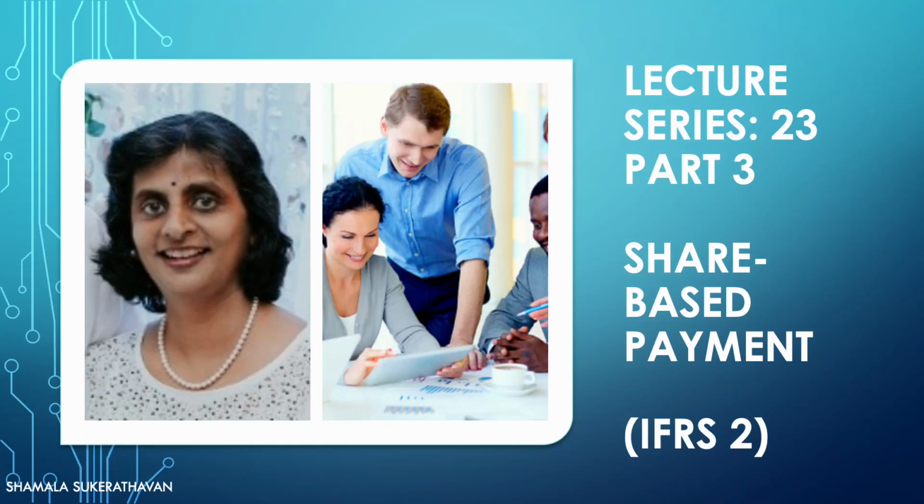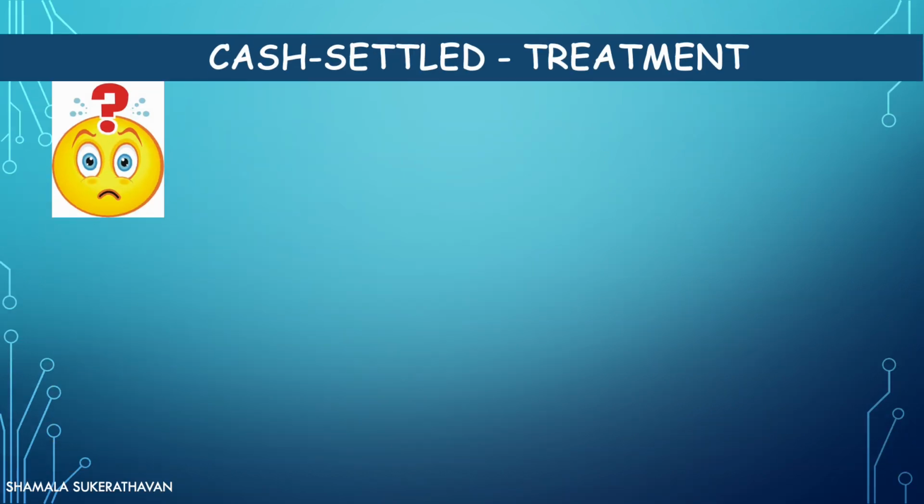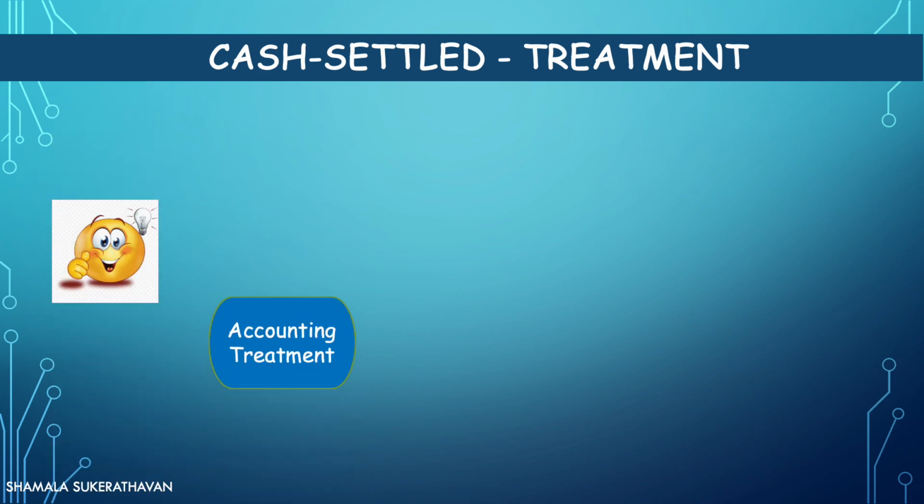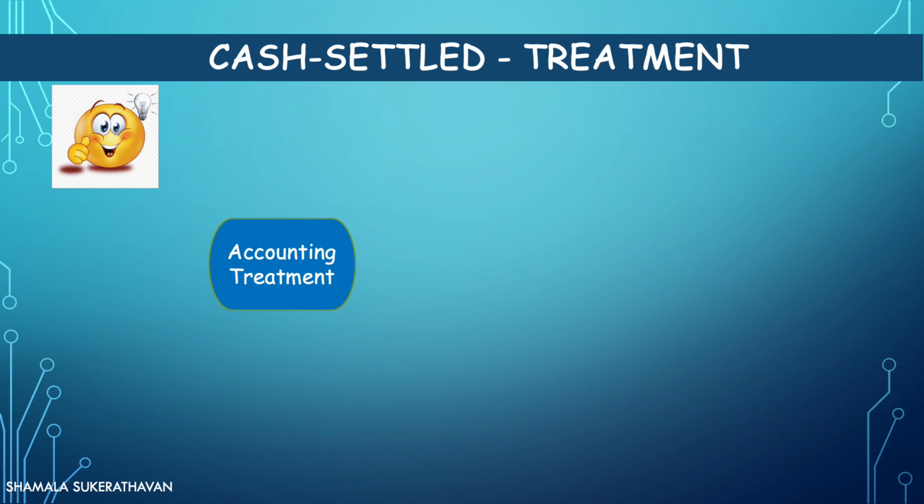The final part of Lecture Series 23 of Bite-Sized Corporate Reporting on IFRS 2 Share-Based Payment focuses on cash-settled share-based payment. So, how do we account for a cash-settled share-based payment transaction? For a cash-settled share-based payment transaction, an entity shall measure the goods or services received by recognizing either an expense or an asset with a corresponding increase in liabilities.